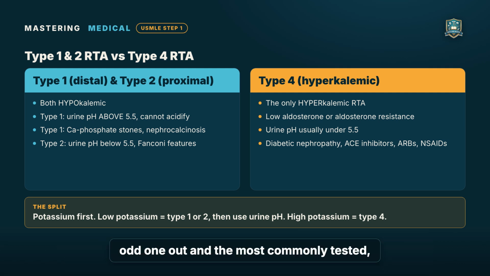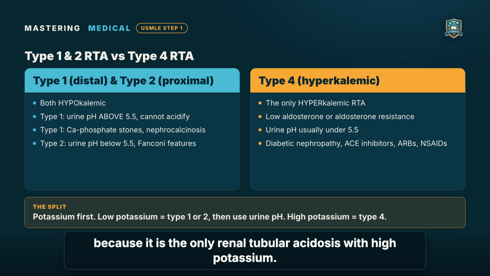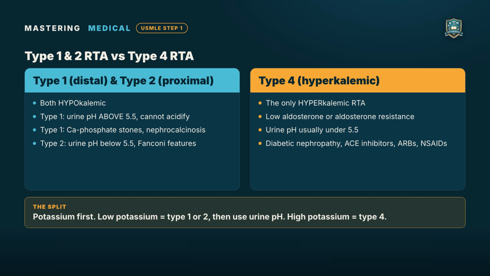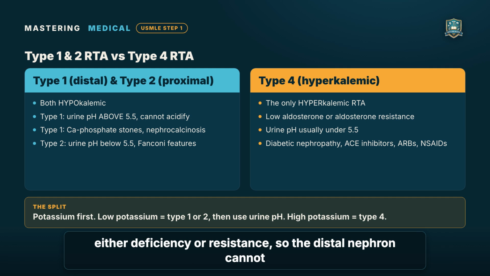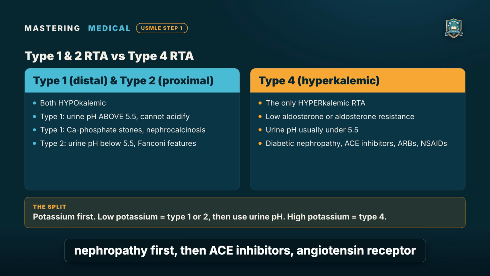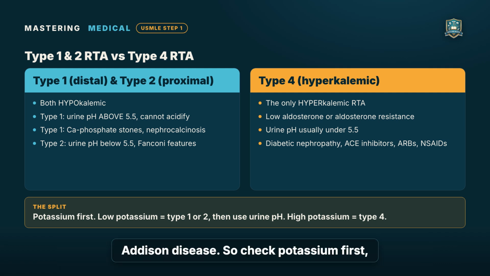Type 4 is the odd one out and the most commonly tested, because it is the only renal tubular acidosis with high potassium. The problem is not enough aldosterone effect, either deficiency or resistance. So the distal nephron cannot secrete hydrogen or potassium properly. Causes are diabetic nephropathy first, then ACE inhibitors, angiotensin receptor blockers, NSAIDs, spironolactone, calcineurin inhibitors, and Addison disease. So check potassium first, then urine pH, then look for proximal wasting.